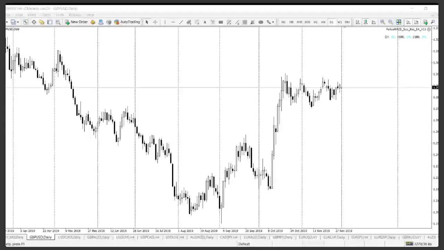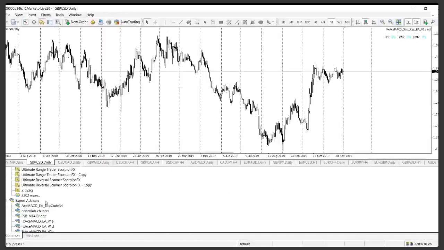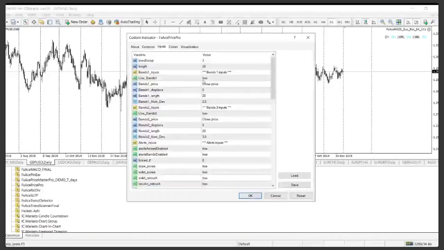So the first method we're going to look at is using the price zone indicator and the EA. The price zone indicator, FXS Price Pro, is the one you want to have loaded onto your chart. Just pay close attention to the settings that I'm using here. Use Bands will be false. Use Bands 2 will be false also. Alert Arrows Enabled false also. And Alert Bands Enabled also false.